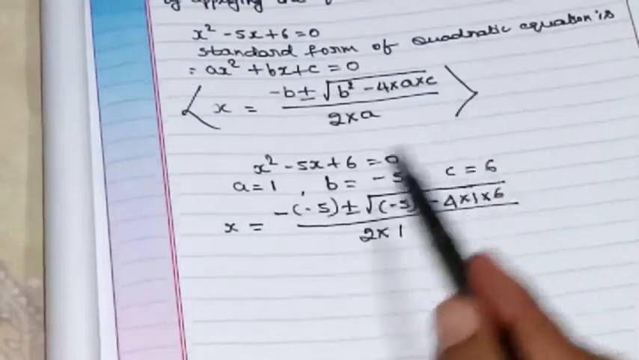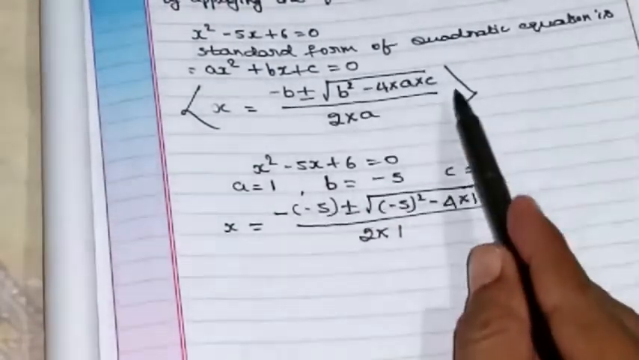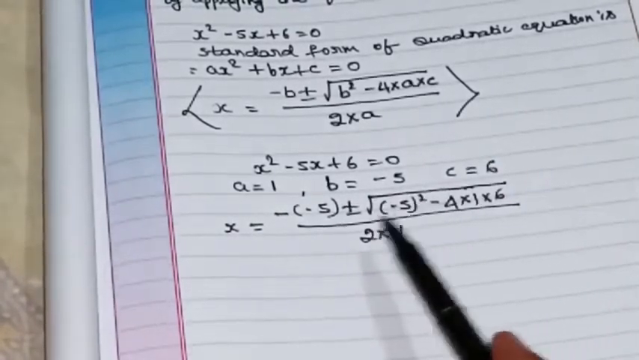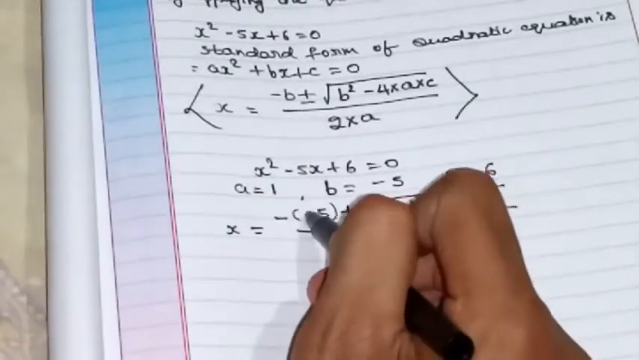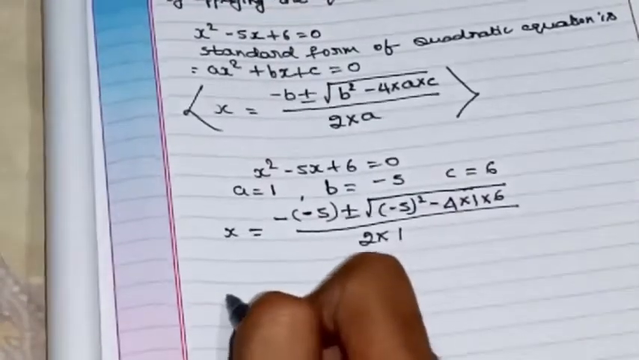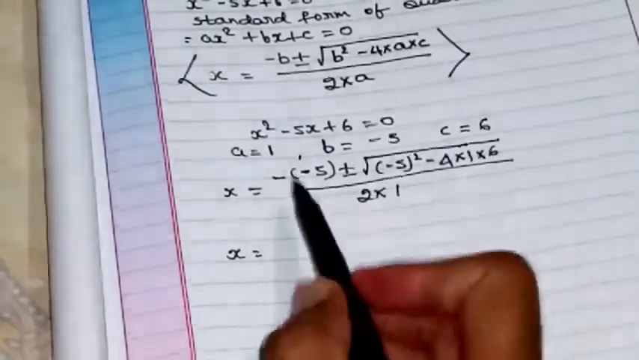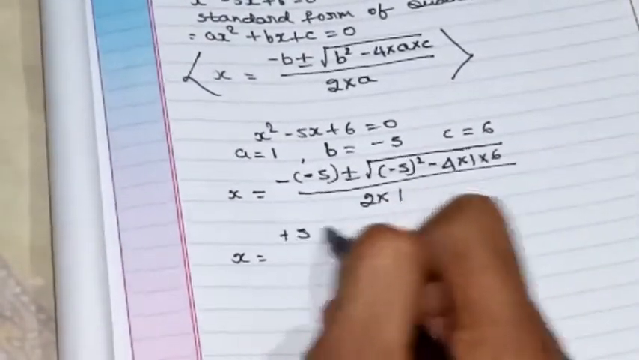Now you have the formula, you have the data, you have the values, and you have applied the values to the formula. The next step is we need to simplify this. If you simplify this, we'll get to know the roots, right? Write the minus correctly. Right. Now x equals, now minus into minus is plus, so it will become plus 5.